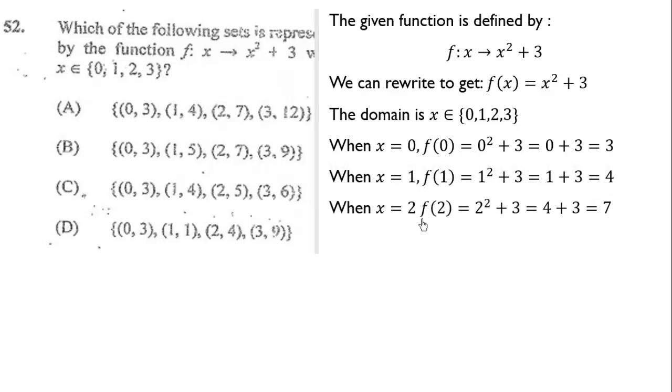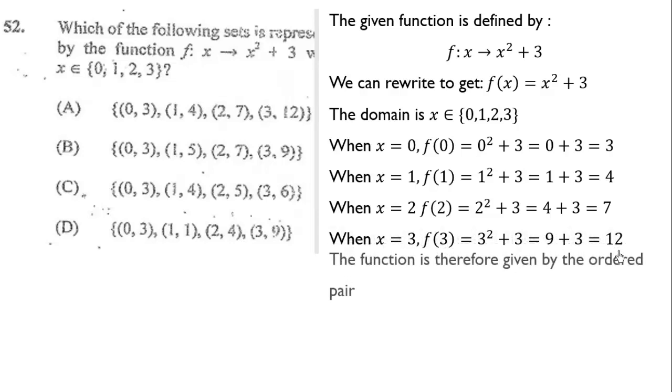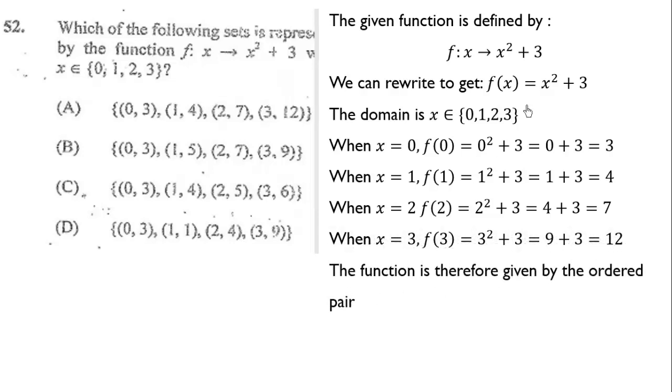Then we substitute x equals 2, we get 2 squared, which is 4, plus 3, which is 7. And when we substitute x equals 3, we get 3 squared, which is 9, plus 3, which is 12. So the ordered pairs will be (0, 3), (1, 4), (2, 7), (3, 12). Therefore, the correct answer is (0, 3), (1, 4), (2, 7), then (3, 12). So this is the correct answer.